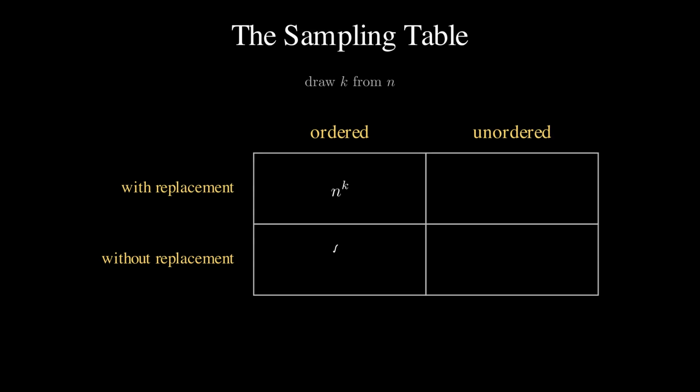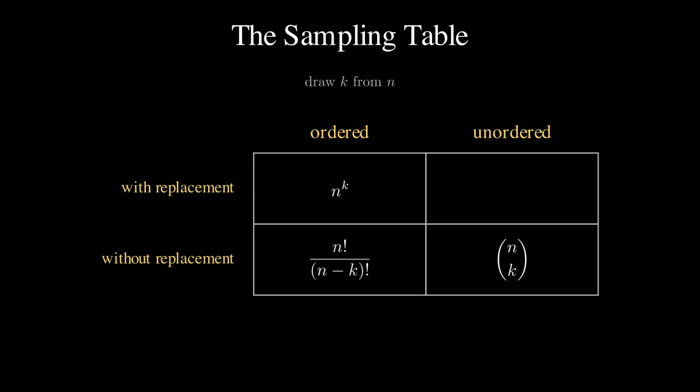The ordered column comes straight from the counting principle. With replacement, every one of the K draws has all N items available, so there are N to the K ordered sequences. Without replacement, the pool shrinks each time, N then N minus 1 down to N minus K plus 1, which is N factorial over N minus K factorial.